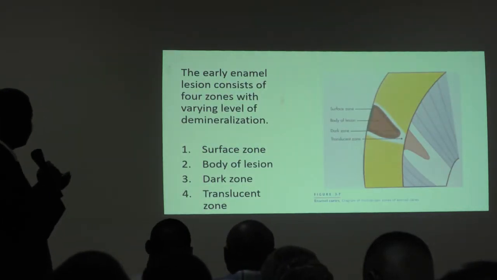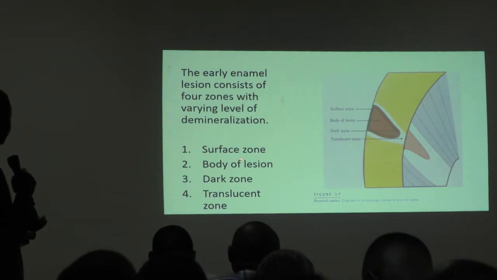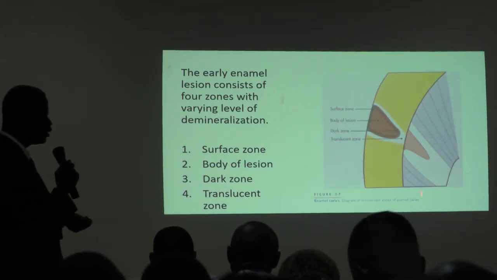Again, that's the way the caries progresses. Initially from the surface, the body of the lesion, you have the dark zone, the translucent zone. If you cut the cross section of the tooth, this is what you see.